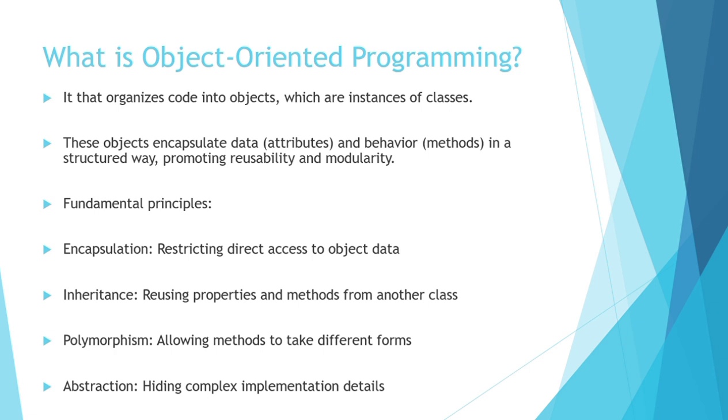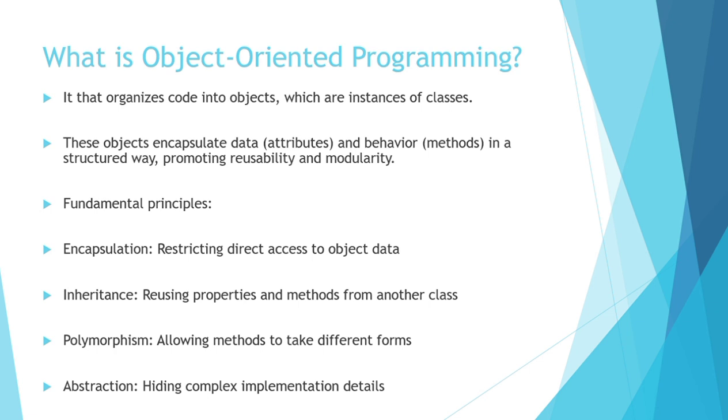At the core of object-oriented programming lies the concept of encapsulation, which restricts direct access to an object's data. This ensures that internal details of an object are hidden from external interference, maintaining data integrity and security. Instead of directly modifying object attributes, encapsulation enforces controlled access through getter and setter methods, preventing accidental modifications.